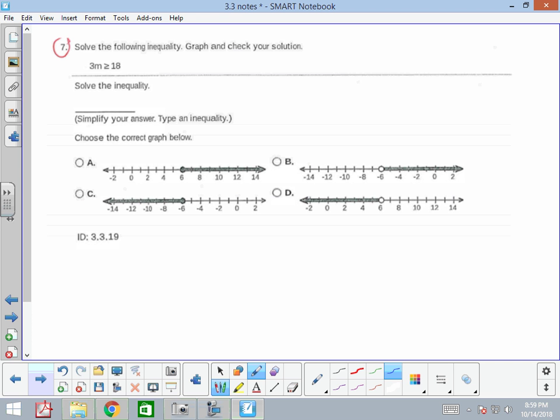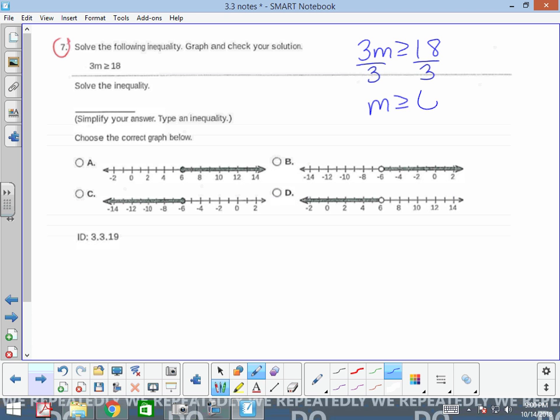Number 7, we're using the division property of equality. We're dividing by 3 in order to get the M by itself. So M is greater than or equal to 6. Now I divided by a positive, so this is not the trap. So M is greater than or equal to 6, and we have to type that in. So again, you have to use that tool tray down at the bottom. And greater than or equal to 6 is right here. It's A.